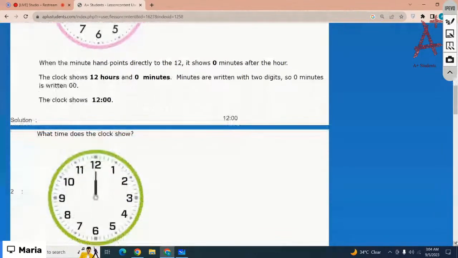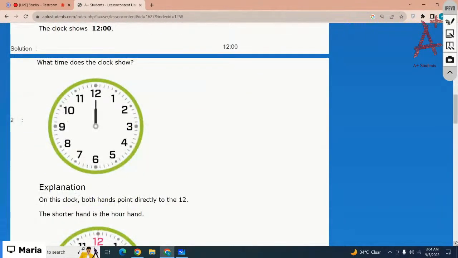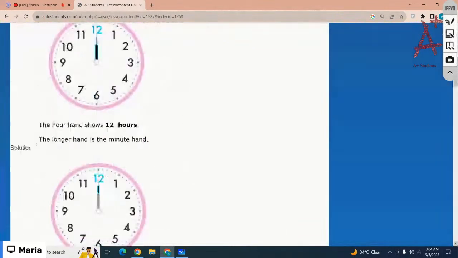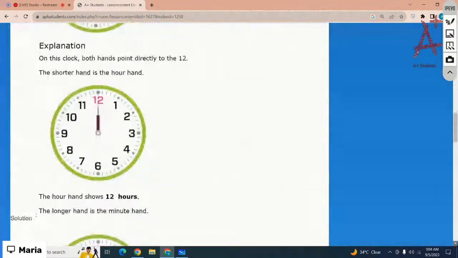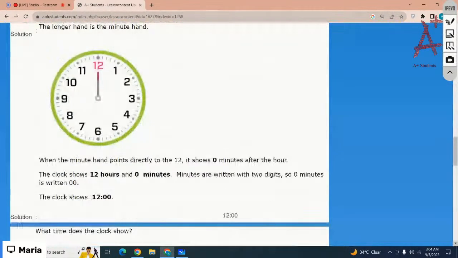What time does the clock show? Again, the shorter one and the larger one both point to 12, right? The shorter hand is the hour hand and the longer one is the minute hand, and they both point to 12. That means it is 12:00. The clock shows 12 and 0 minutes.